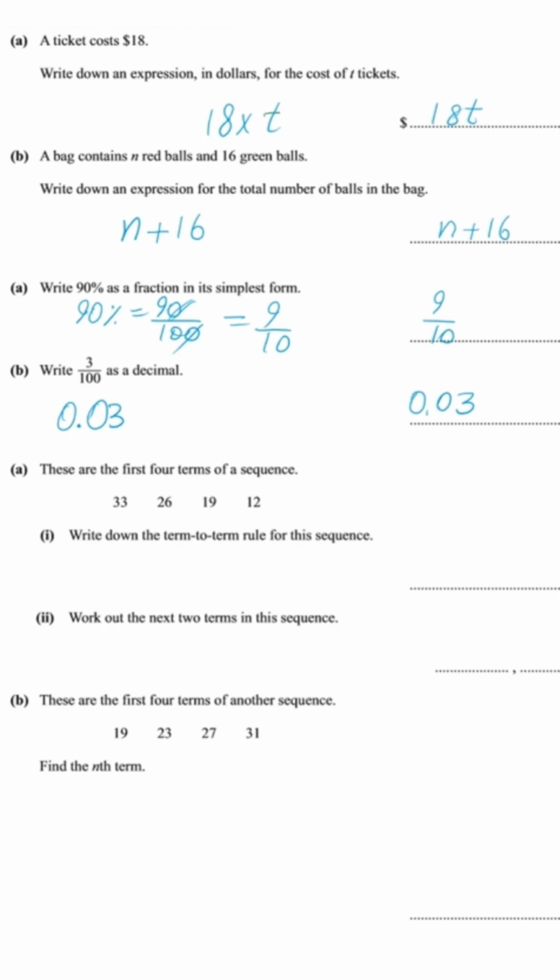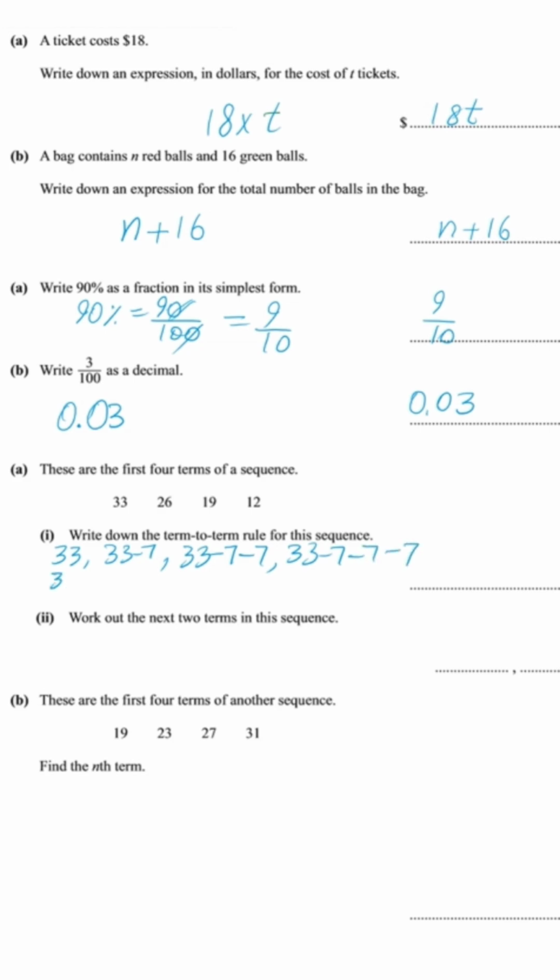Next, these are the first 4 terms of the sequence, right? We need the term by term rule. So see that the first term is 33. 33 minus 7 will give us 26. Minus 7 gives us 19. Minus 7 gives us 12.